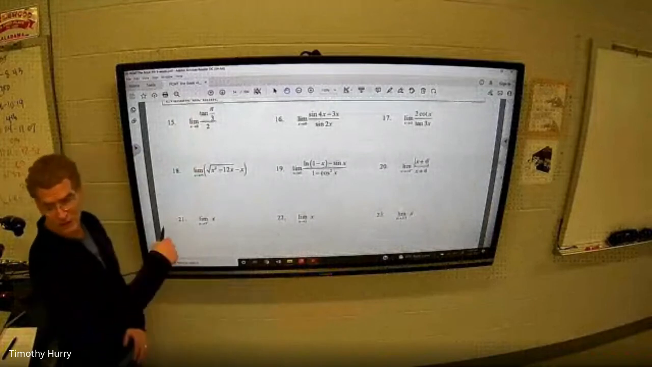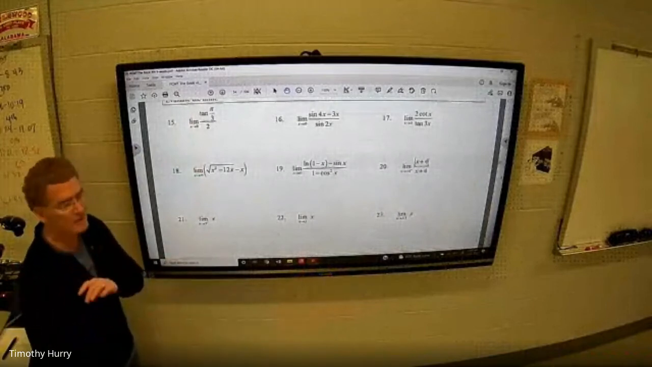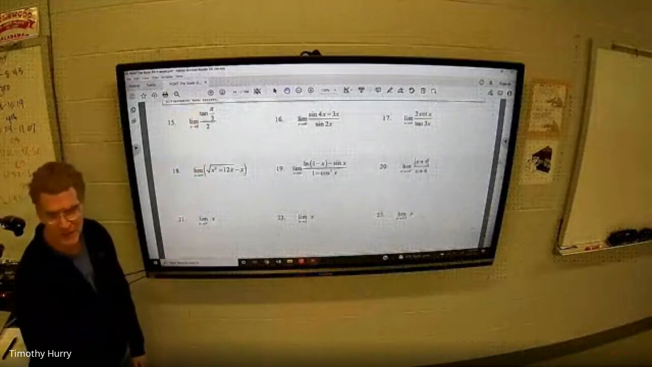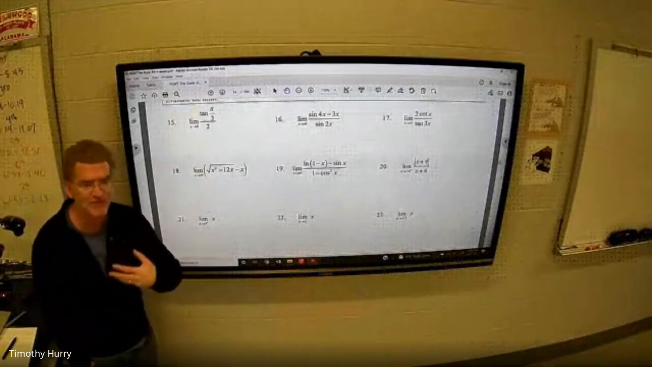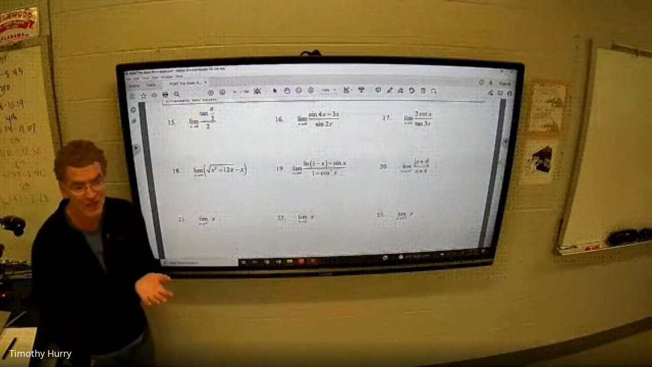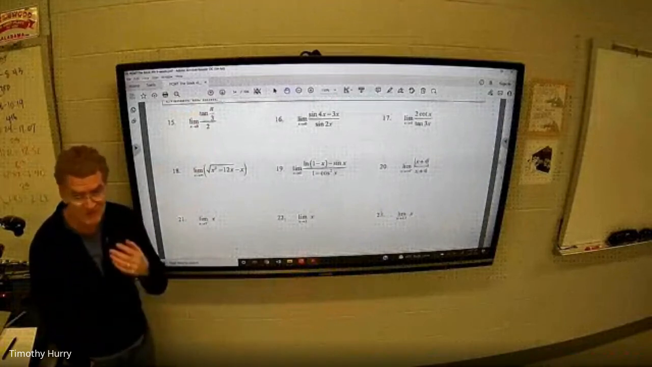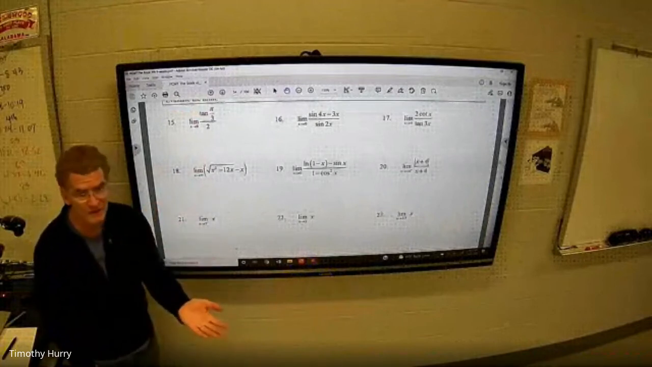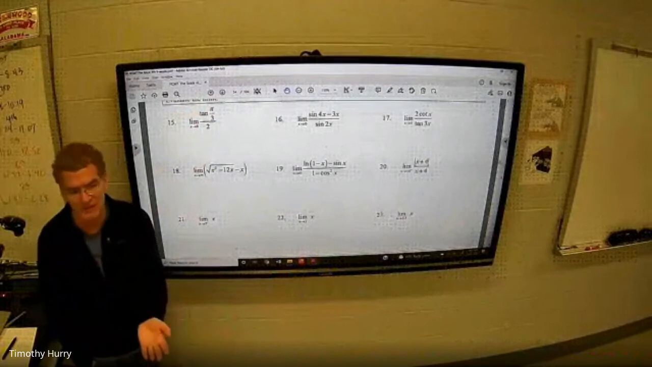Pi over 3 over 2. Guys, stay with me. I see 15 and I see people go, oh, pi over 3 over 2. Do you have the trig function of something x over something x? No. You just have a constant. What's the limit of a constant? The constant. So you've got to simplify it, because you need to simplify your answers.